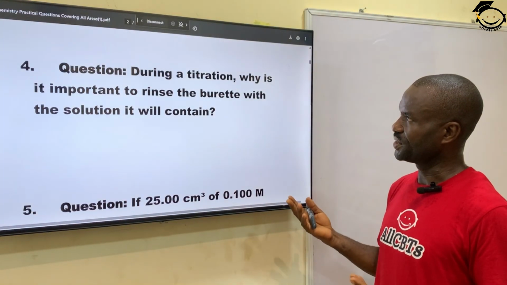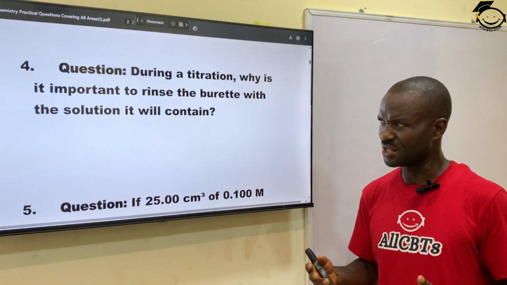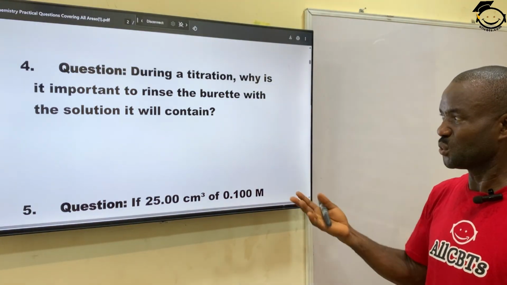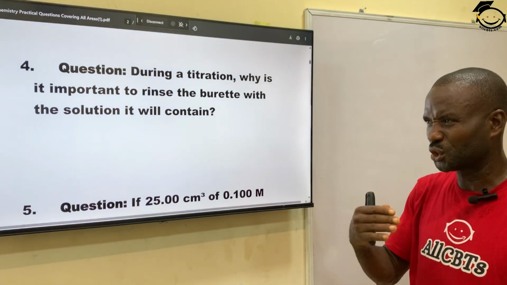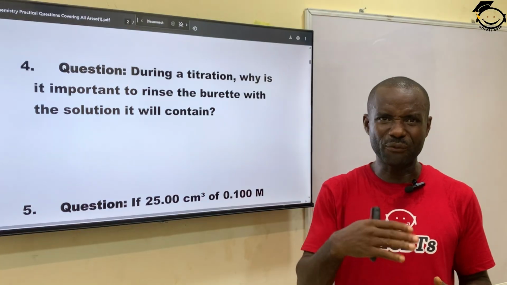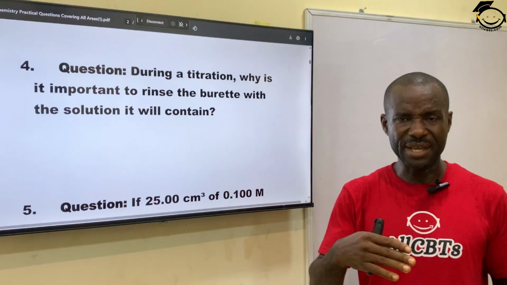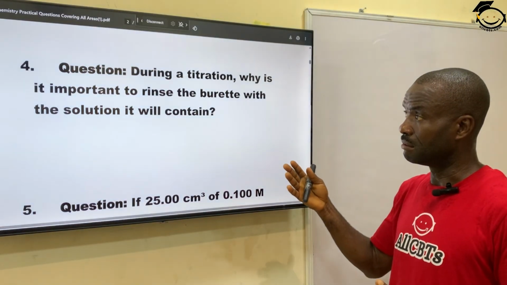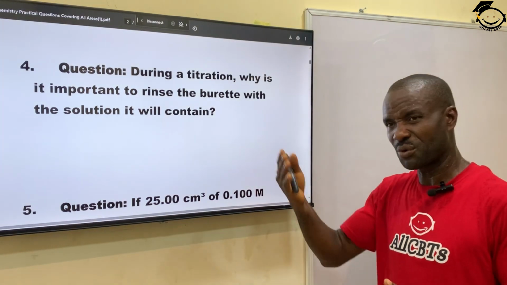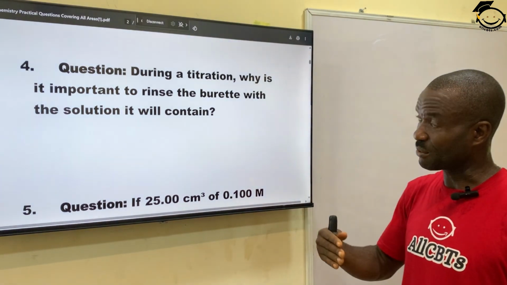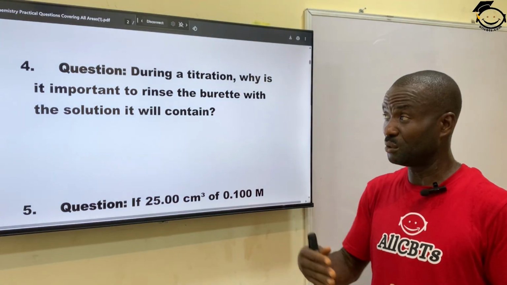Question 4. During a titration, why is it important to rinse the burette with the solution it will contain? You rinse the burette with the solution of the acid so as to avoid overdilution of the acid in the burette. You have to rinse with the acid to be put in the burette so as to prevent overdilution of the solution.